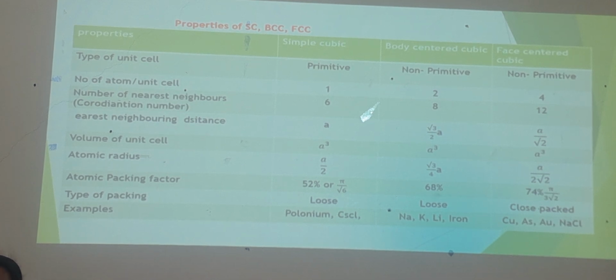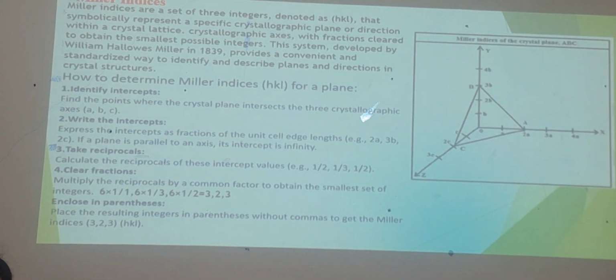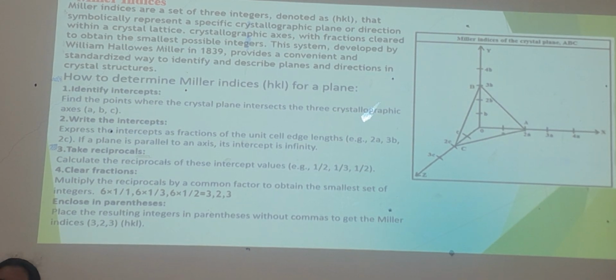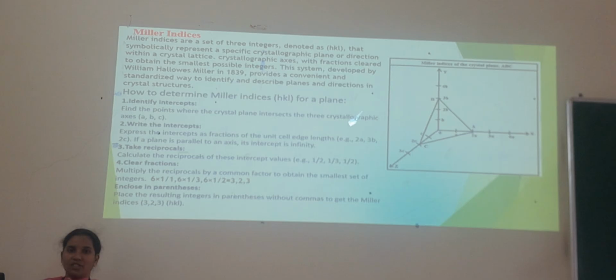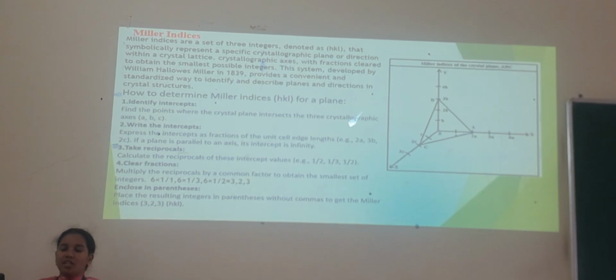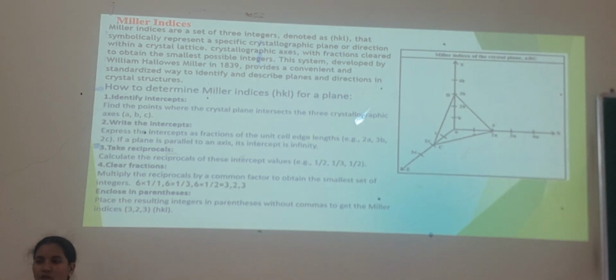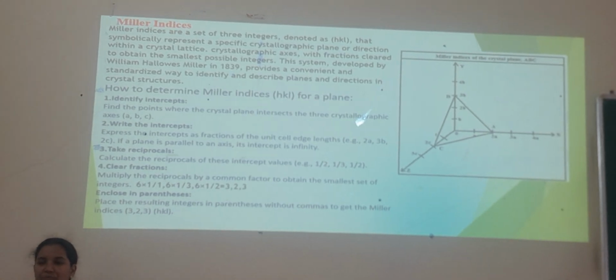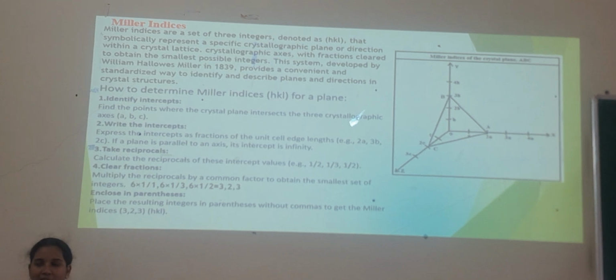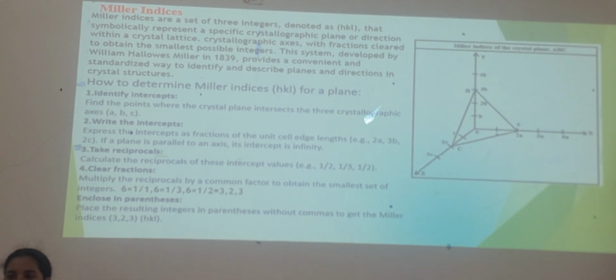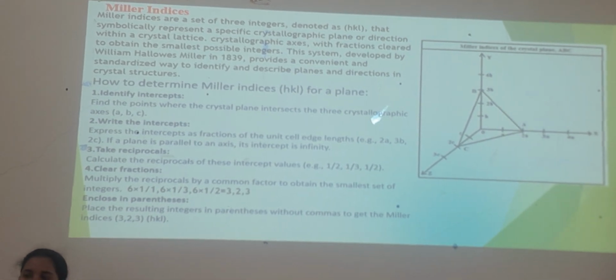We have covered all the properties for the three crystal systems, that is simple cubic, body centered cubic and face centered cubic. Now the next topic is Miller indices. What exactly do Miller indices mean? Miller indices are a set of three integers denoted as HKL that symbolically represent a specific crystallographic plane or direction within a crystal lattice, with fractions cleared to obtain the smallest possible integers.